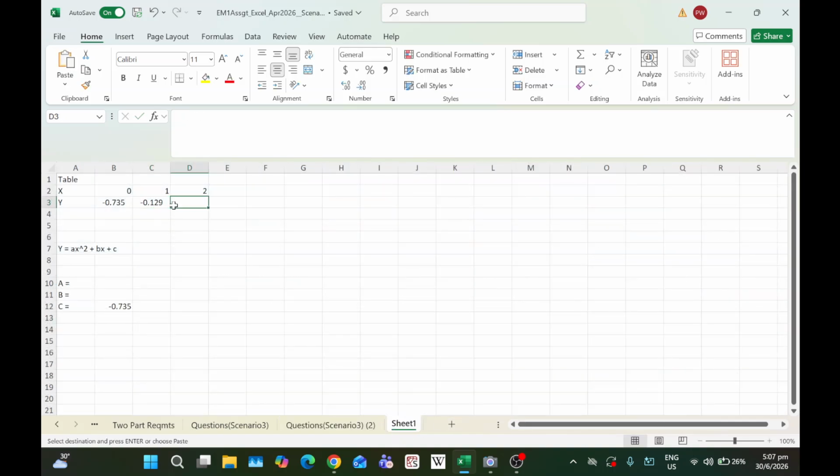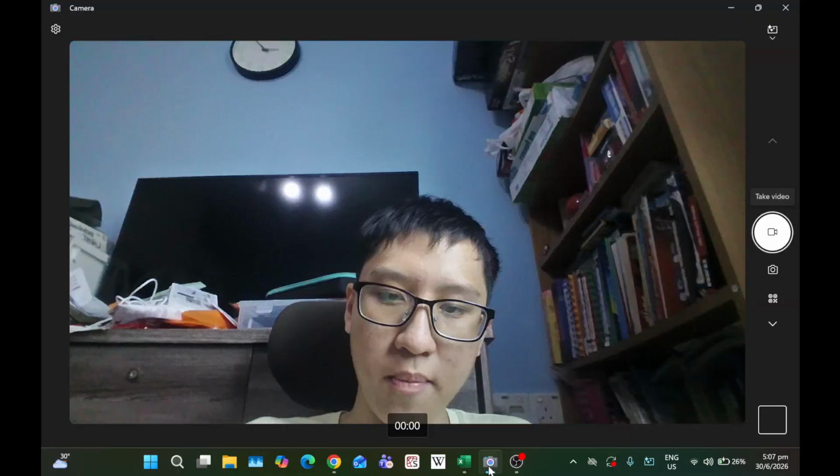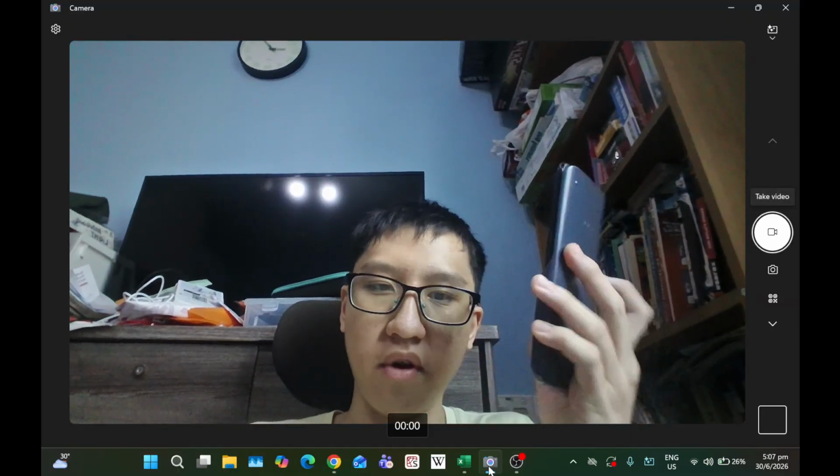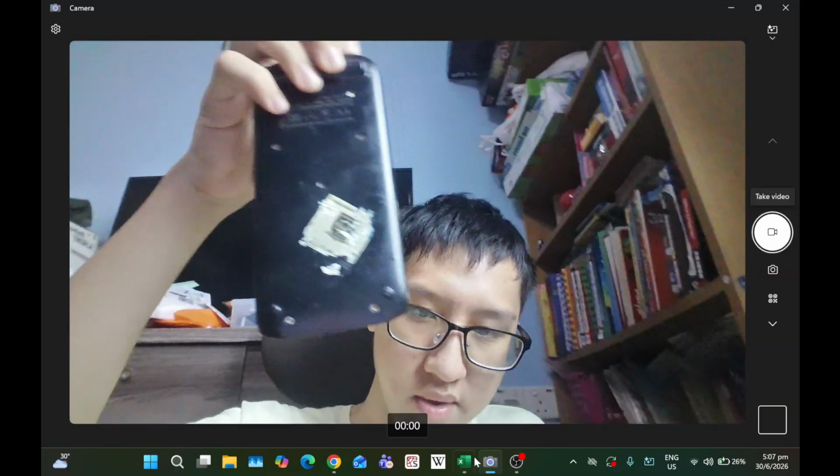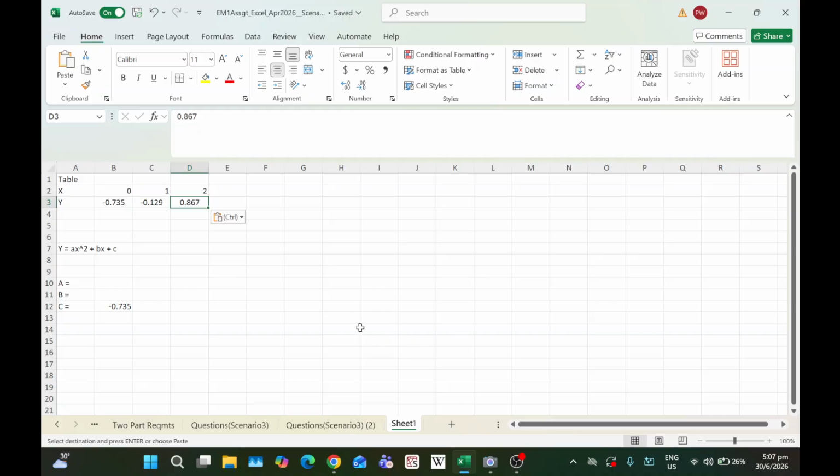I shall be doing my working on a separate Excel sheet, and I have a calculator with me, unmodified, to do the equations here. To get the values of A and B, I will be doing them by quadratics, by substituting the values here and here into this equation.